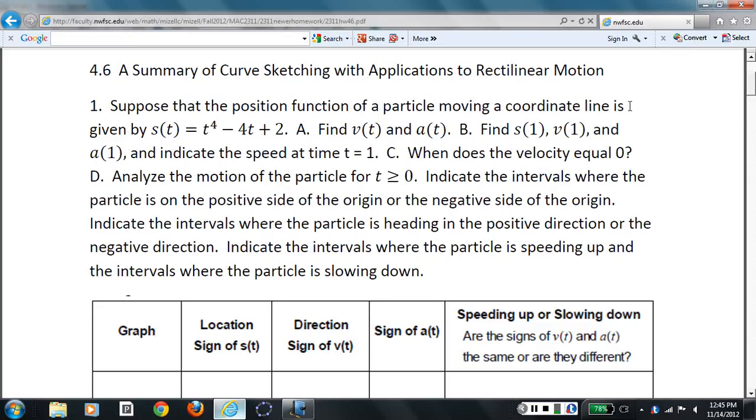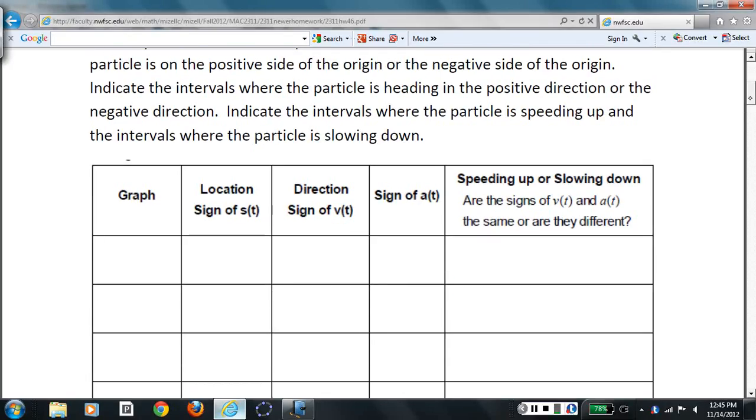Then I'm going to want to know, is it headed in the positive direction or the negative direction? And that's simply the sign of v of t. That's s prime of t. You look at the graph, is the graph rising or is it falling? You can tell the direction that it's headed. And then you look at the sign of v of t and the sign of a of t. If they're the same, it's speeding up. If they're opposite of each other, it's slowing down. So I'm going to want to know, is it speeding up or slowing down on that interval?